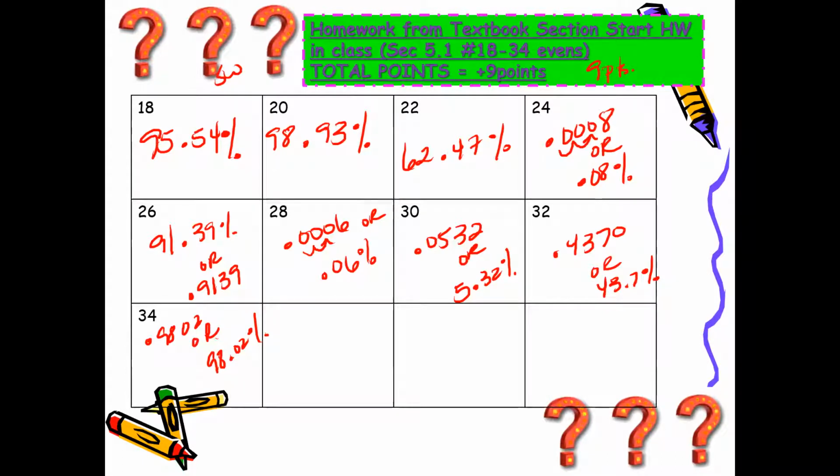Remember, if the z-table is going to give you something in the form of a decimal, you just need to convert it to a percentage by moving the decimal 2 spaces to the right. And you'll get a decimal to a percentage.